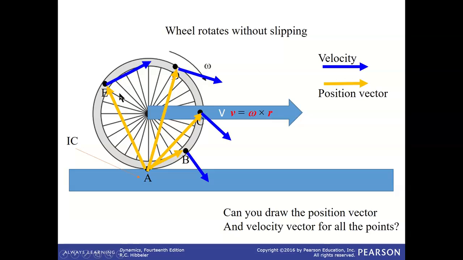the velocity vector. So which point on the wheel has the highest velocity? That will have the highest value of this blue arrow. Think about it.